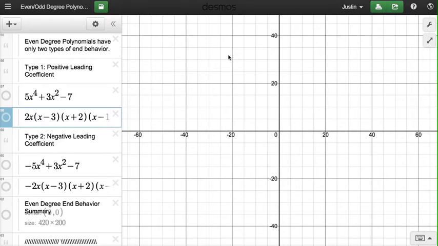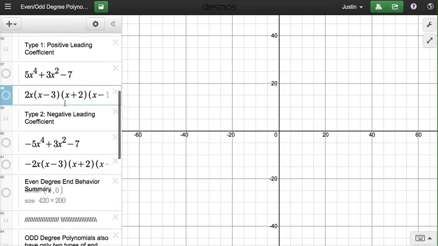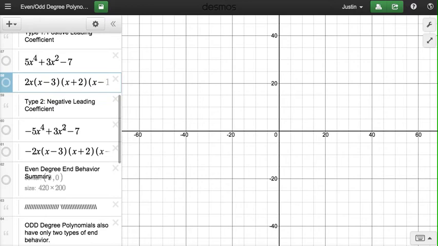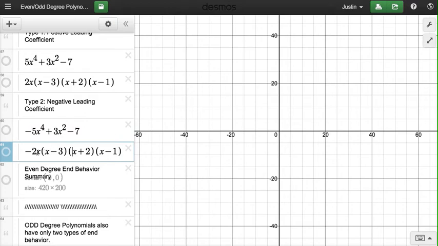Now we're going to look at the negative leading coefficient. You can probably already guess the shape. So it's the same two functions. The difference is I've just made it negative. So this is degree 4. It's a negative 5x to the 4th. This one here is degree 4, 2, 3, 4, but it's a negative 2 now. So this is a negative leading coefficient. It's going to give us a different result. Let's see what it is.